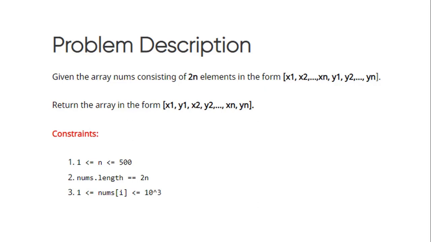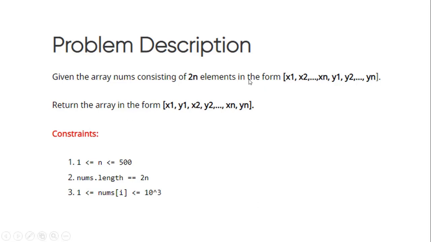It states that you will be given an array nums consisting of 2n elements, and this will be the form of the array such that it will be x1, x2 until xn, and the next half will be y1, y2 until yn. As you can see, since the length of the array is 2n, x1 until xn is the first half, while y1 until yn is the second half of this array.